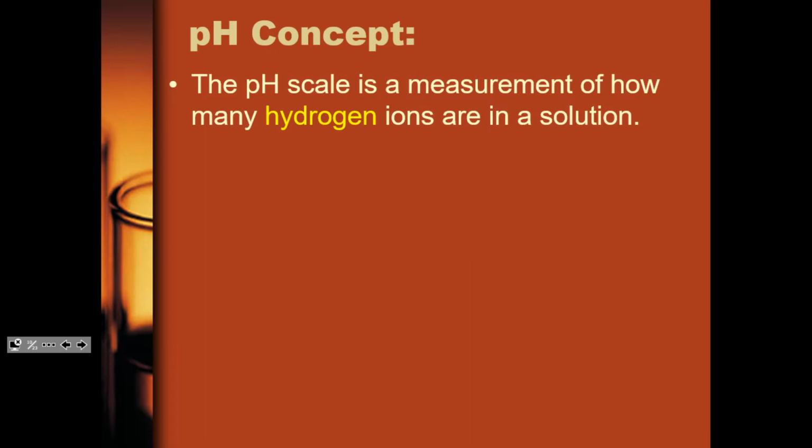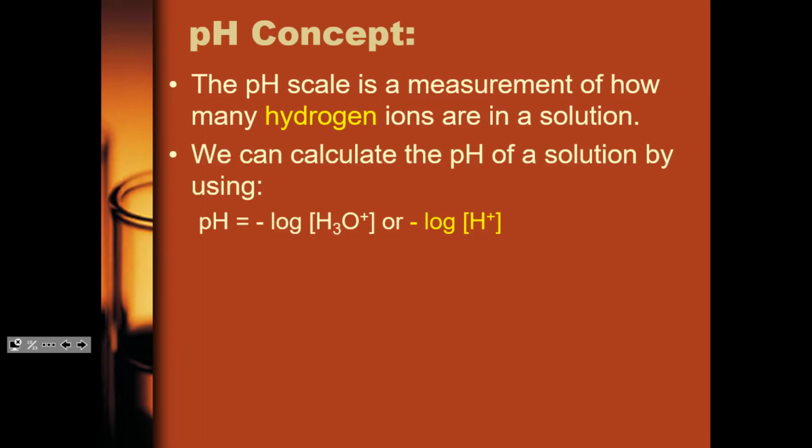So the pH concept: we use what we call the pH scale to measure how many hydrogen ions are in a solution. A lot of times we call this the power of hydrogen. We can calculate the pH of a solution by using this equation. And I'm going to star this because this equation is very important for calculating pH. What we'll take is the negative log, which I'll show you on the calculator in just a second, of H plus. So again, H3O plus and H plus are interchangeable. Same thing in this unit.